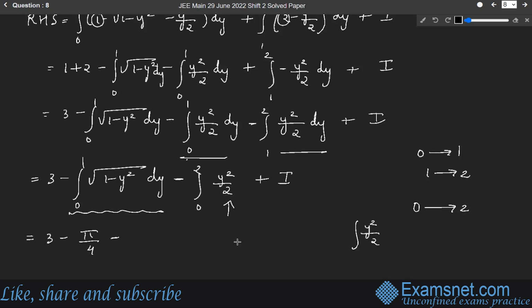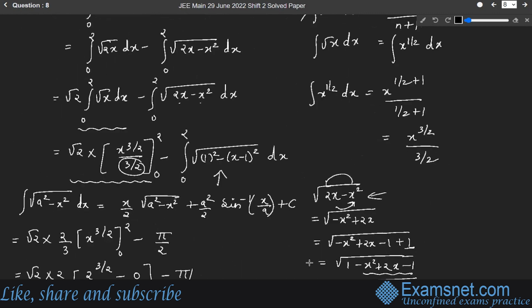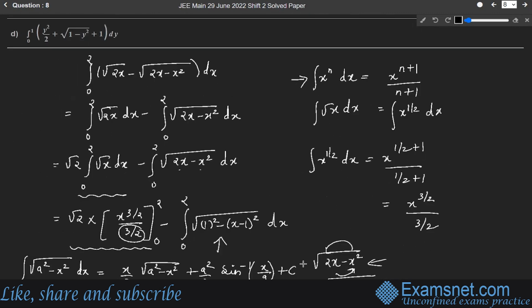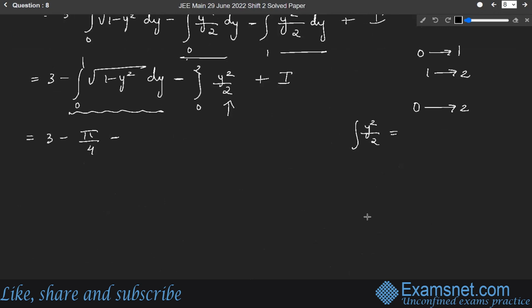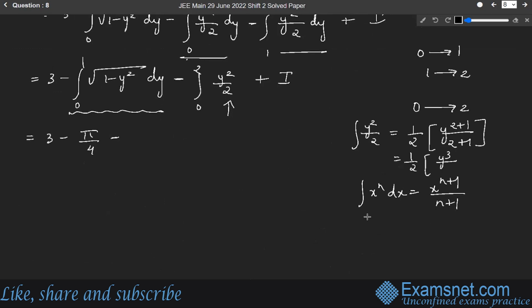We have to use the formula which we have used, that is integral of x to the power n dx is equal to x power n plus 1 upon n plus 1. In the place of x we have y. You can see that 1 by 2 will be a constant, so let us take it outside. Then y power 2 plus 1 divided by 2 plus 1, because the formula is integral of x to the power n dx is x power n plus 1 divided by n plus 1. Right. So this will be 1 by 2 into y cube upon 3. So it will be y cube upon 6, and the limits are 0 to 2, plus I.